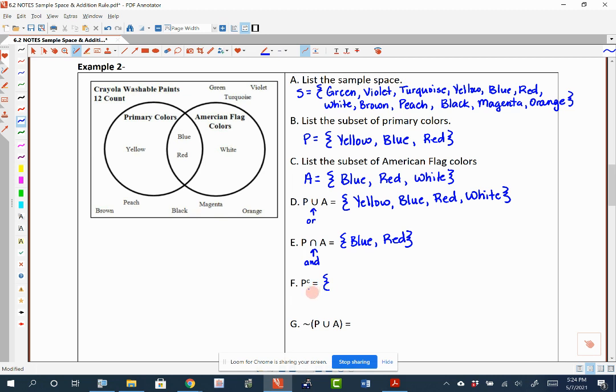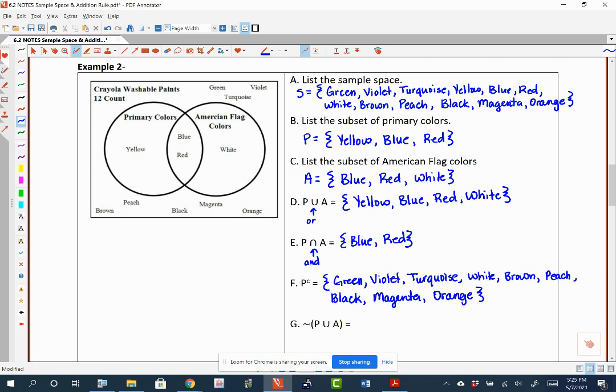So a complement of our primary colors, I'm going to start with green. We have green, violet, turquoise. We also have our white from our American flag. And then we have everything at the bottom. We have brown, peach, black, magenta, and orange. So our complement is everything that wasn't included in that original subset.